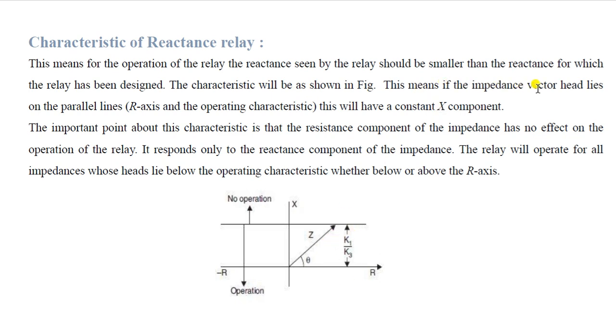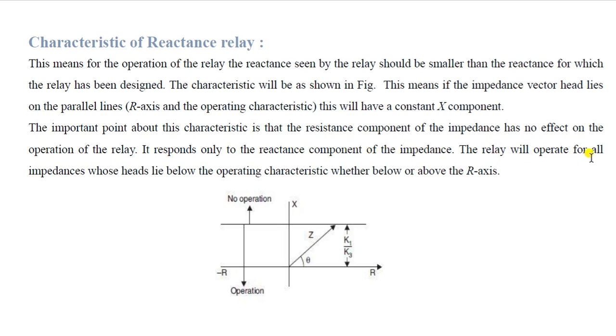This means if the impedance vector head lies on the line parallel to the R axis, the operating characteristic will have a constant X component. It means that for a constant X value, this straight line represents the various resistance values at a constant X value. The important point about this characteristic is that the resistance component of the impedance has no effect on the operation of the relay. It responds only to the reactance component of the impedance.